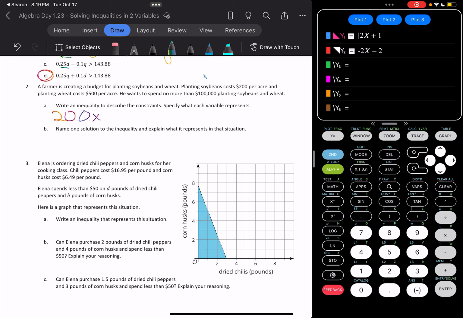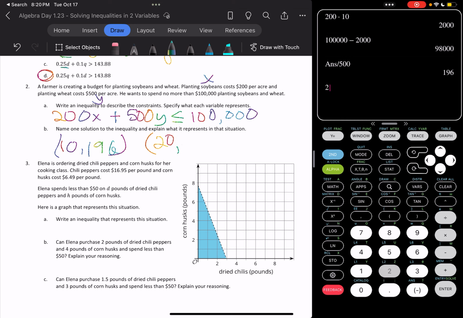You can plug in pretty much any value for x and then see what you would get for y to see what works. Let's try 20. Let's say I wanted 20 acres of soybeans. So we have 200 times 20, and that's 4,000. Then 100,000 minus 4,000 gives me 96,000 divided by 500 is 192. So here we have now 192. Okay, so you can come up with different solutions that would work, and that is the number of acres of soybeans and wheat in which they are spending no more than $100,000.